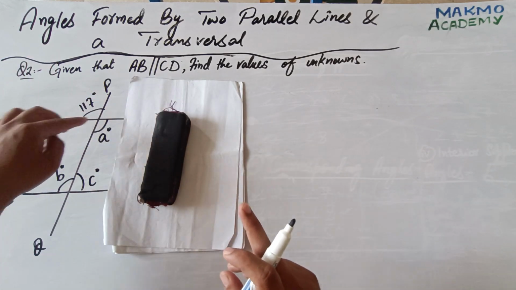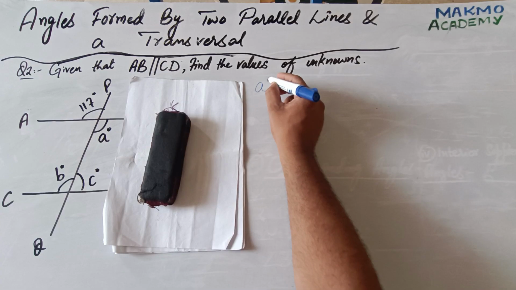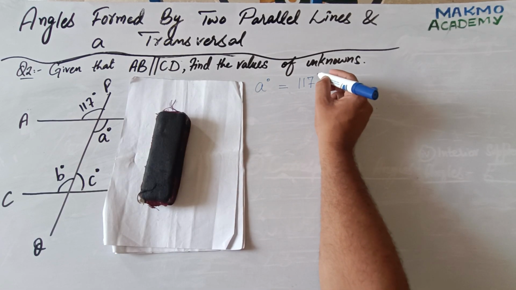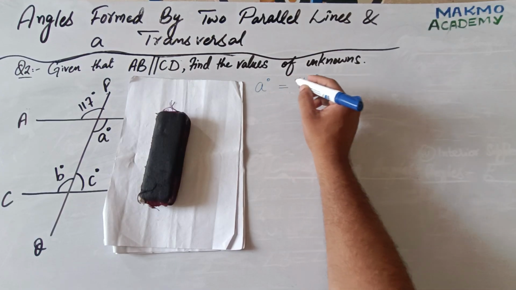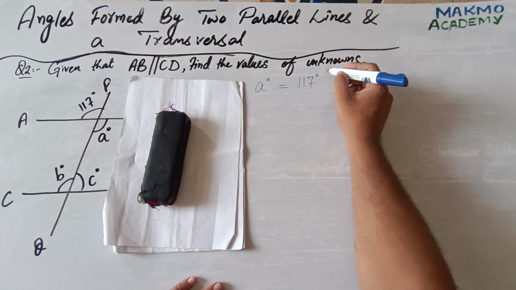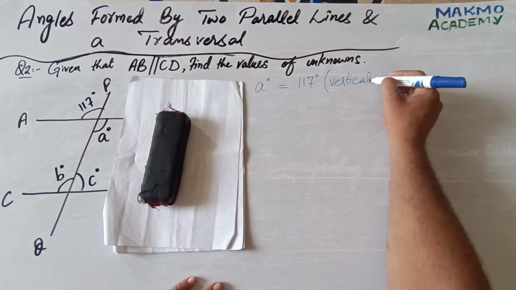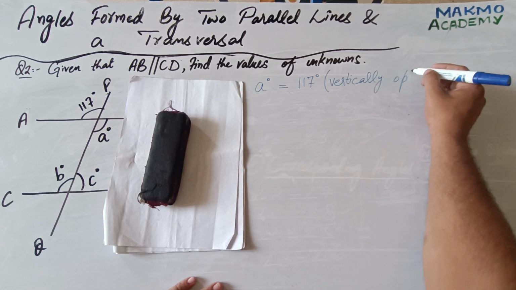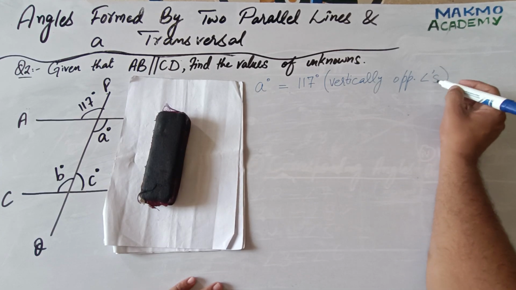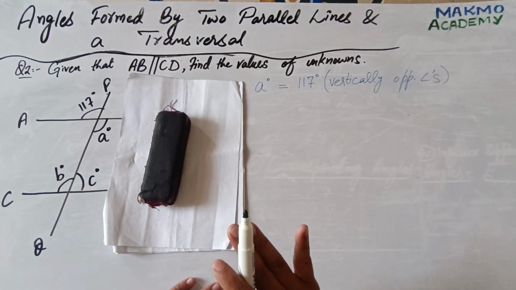If two lines intersect with each other, the angles on the opposite sides of each other are vertically opposite angles. It means that A is equal to 117 degrees. Now if we are saying A is equal to 117 degrees, we need to mention the reason as well. We need to say that these are vertically opposite angles. So this is the first answer.